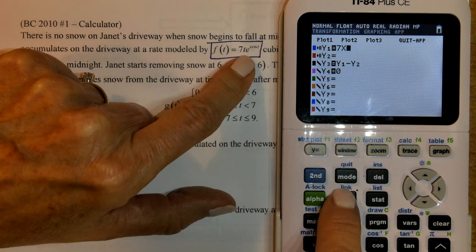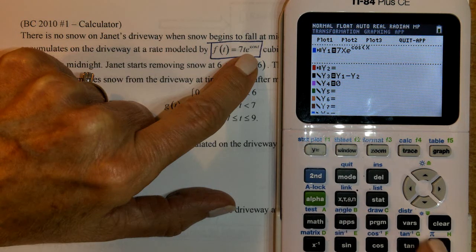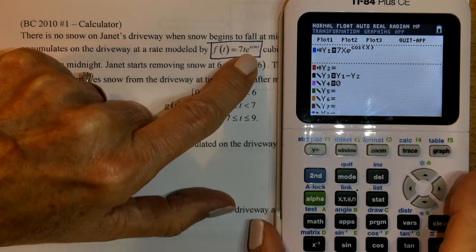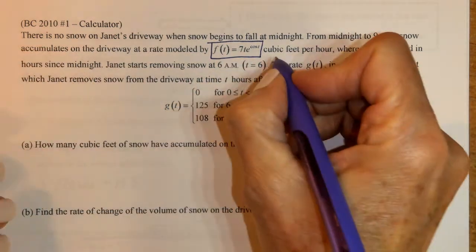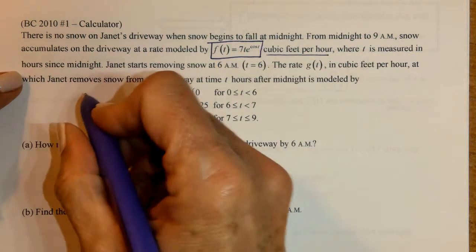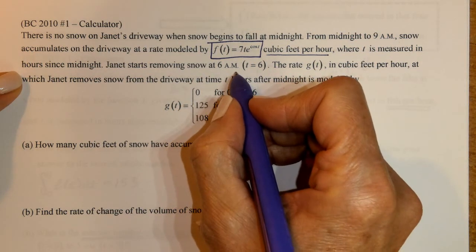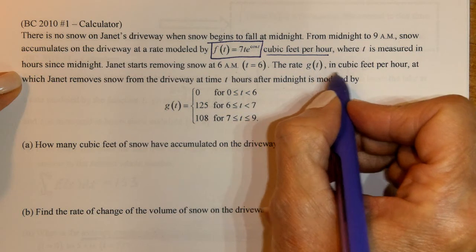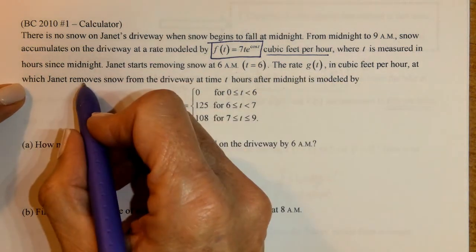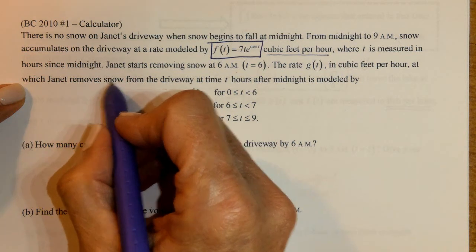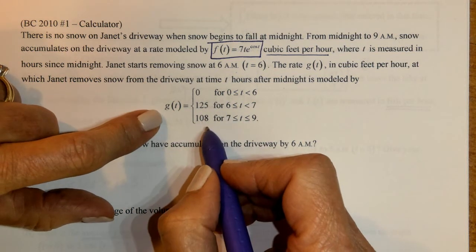7x e to the cosine of x. Make sure we got that in correctly. It looks good. Okay, so that's our rate in, cubic feet per hour. T is measured in hours since midnight. Janet starts removing snow at 6 a.m. The rate in cubic feet per hour is G of T. That's the rate she removes snow from the driveway, and it's modeled by this piecewise function.